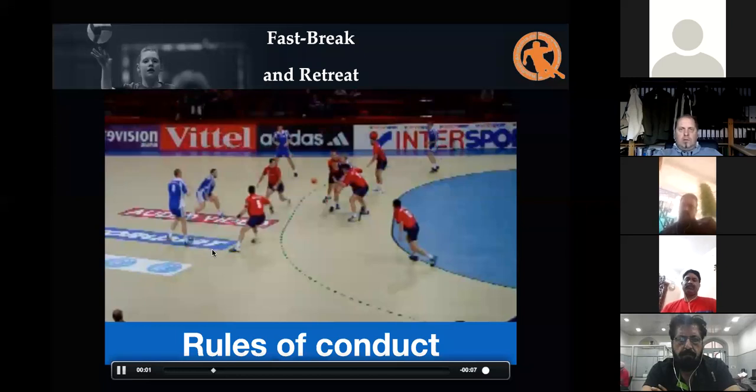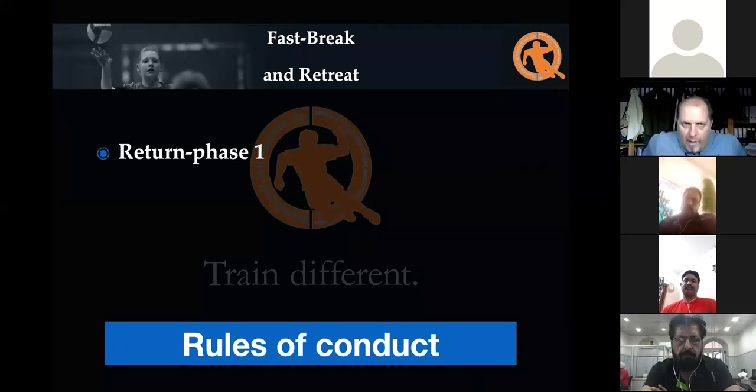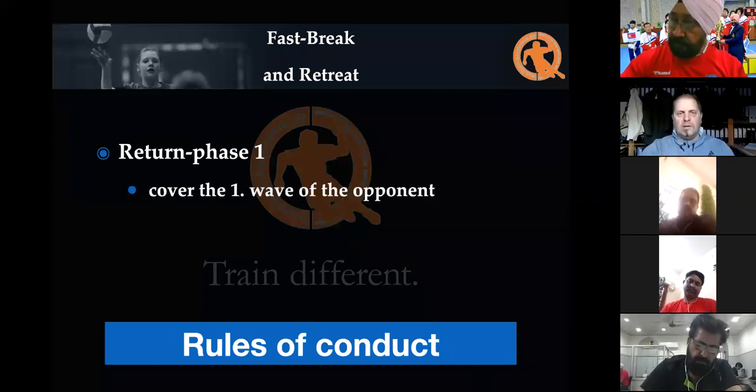We have to continue. Okay, now we speak about the return phase. The return phase is divided into 3. First phase of return movement is the covering of the first wave of the opponent.